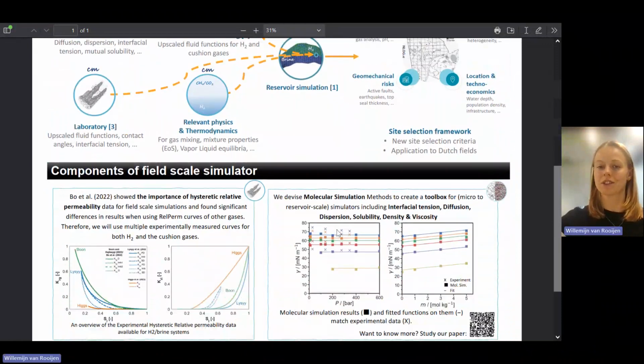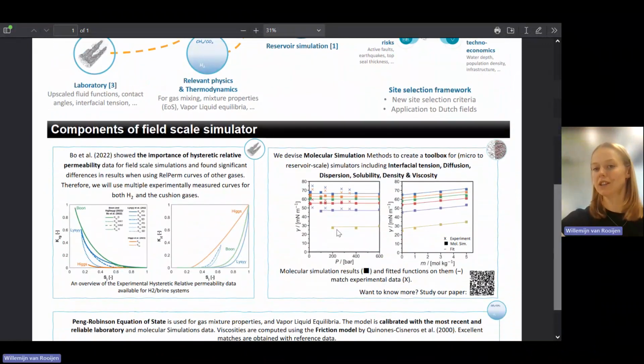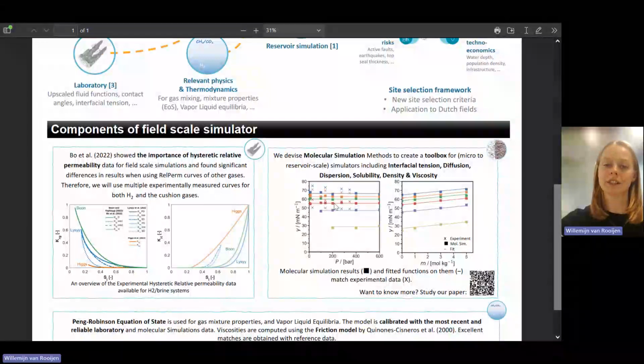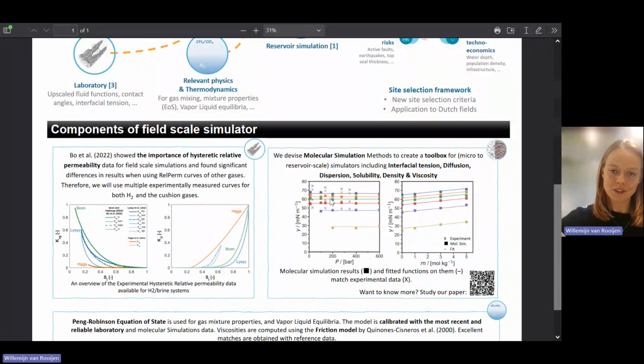So over here, we show some of the results for interfacial tension, which is just an example. The crosses represent experimental data and the squares represent our data. And you can see that we have quite a close match. It's everywhere less than 10% difference. But since we were able to create so many data points, we have a very good sense of how the interfacial tension will differ over pressures, temperatures, and also in the range that we will actually use it.